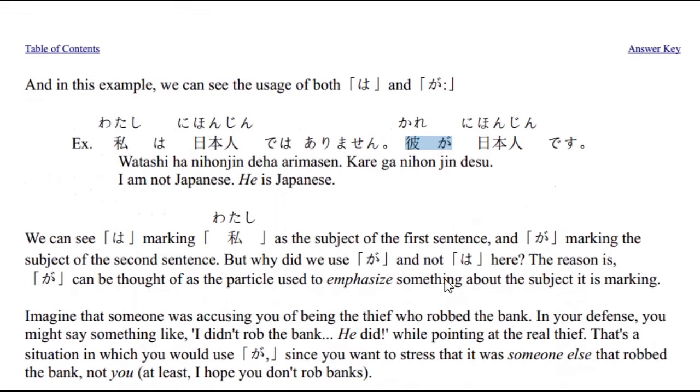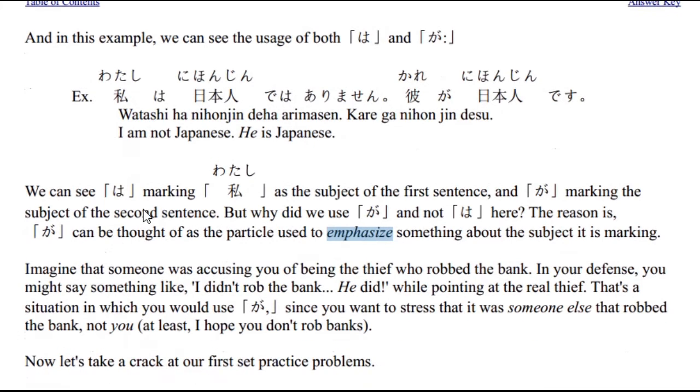Okay, so I'll explain. Ga is typically used when we want to emphasize the subject of the sentence. So in here we're saying, I'm not Japanese, he is. So maybe someone's asking or someone's saying, hey, Jeremy's Japanese. And I say, no, not me, him, he is Japanese. So the same way, you can imagine if someone was accusing you of being someone who robbed a bank, in your defense, you might say something like, I didn't rob the bank, he did. So in English, we use stress or a different intonation when we want to emphasize something or someone. But in Japanese, we can do the same thing with ga.